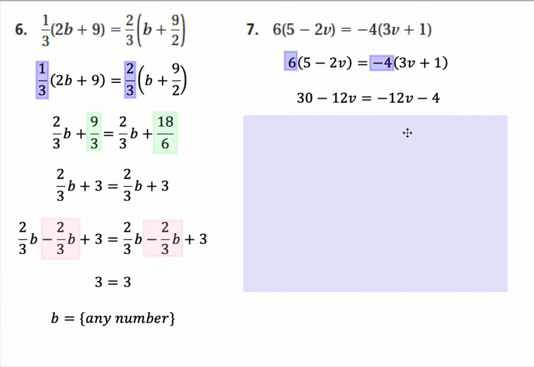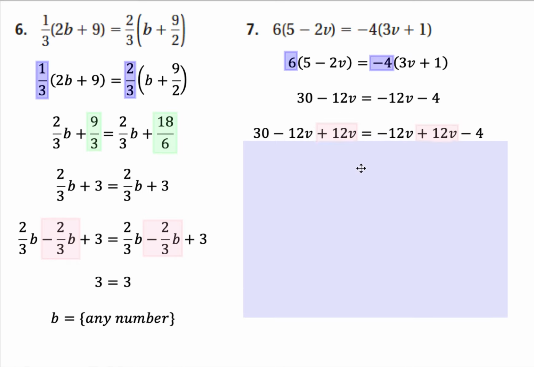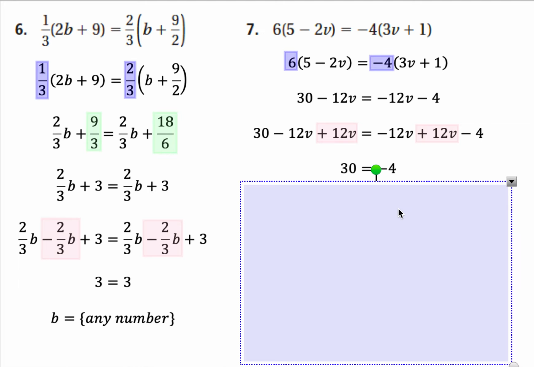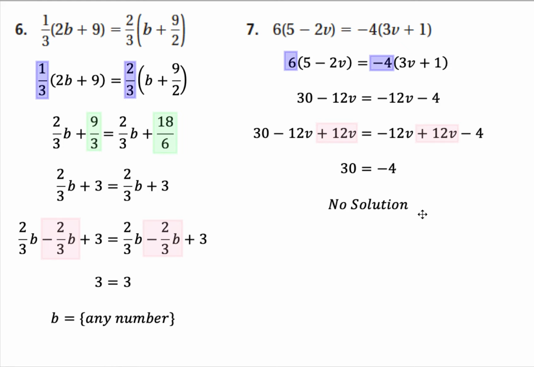Next, we've got a v on both sides, so let's pick one of them. Negative 12v, and we'll add 12v to both sides. And here I've indicated it in that little pink box. Now negative 12v plus 12v is going to be 0, so that's going to disappear. So will that. That gives me negative 30 equals negative 4. That is false. Therefore, there is no solution here.